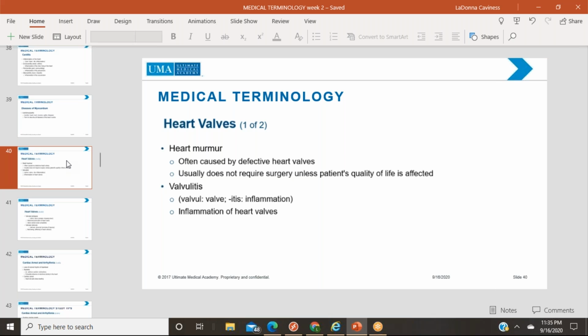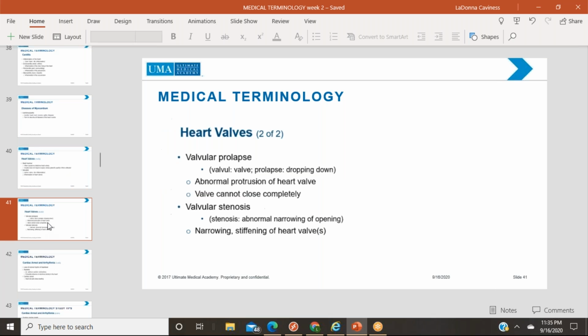Heart valves. Heart murmur, often caused by defective heart valves, usually does not require surgery unless a patient's quality of life is affected. Valvulitis: valvular refers to valve, and itis refers to inflammation. So, inflammation of the heart valves.